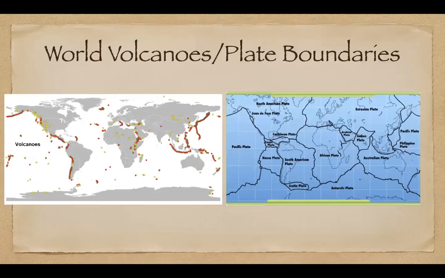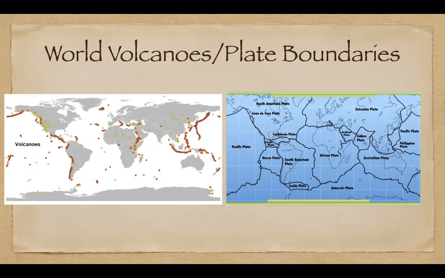Now, you don't need to draw this. There's really no notes here. I just wanted to show you this. But take a look. The map on the left is the location of all active and dormant volcanoes that we know of. The red dots are the active ones and the yellow ones are dormant in that they haven't erupted in a long time. And we don't expect them to erupt again anytime soon.